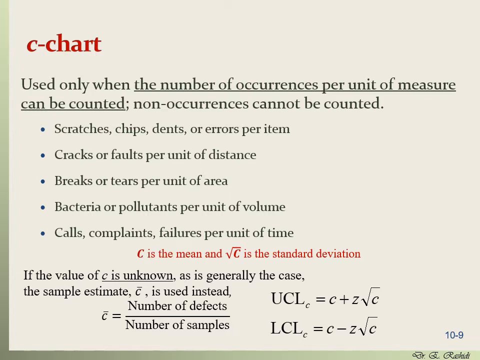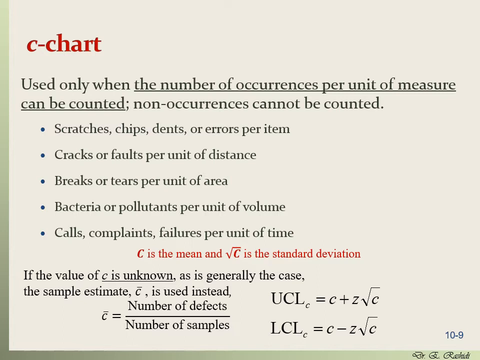For example, the number of scratches, the number of chips, dents, or errors per item, you can count that category. But the number of non-scratches, the number of no chips, that doesn't make sense. You cannot count the number of non-scratches or non-chips or non-dents. Or for example, you can count the number of cracks or faults per unit of distance, but you cannot count the number of non-cracks. You can count the number of breaks or tears per unit of area, but you cannot count the number of non-breaks. You can count the number of bacteria or pollutants per unit of volume, but you cannot count the number of no-bacteria.